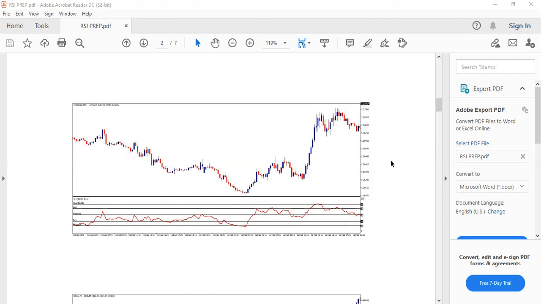In this case, we're going to be looking to buy when price is in these areas, the buy or oversold area. We're going to be looking to sell in these areas, the sell and overbought area. So firstly, I'll give an example here.